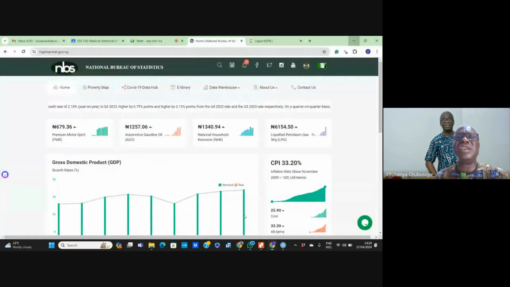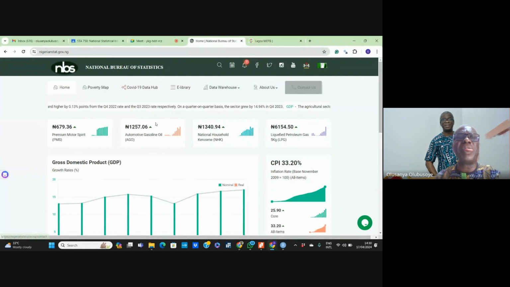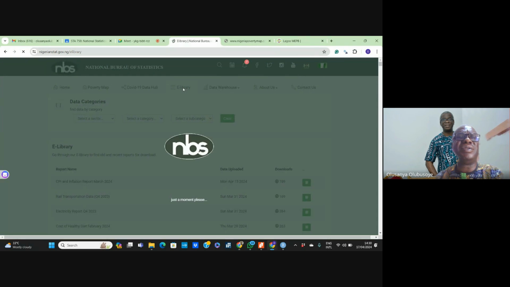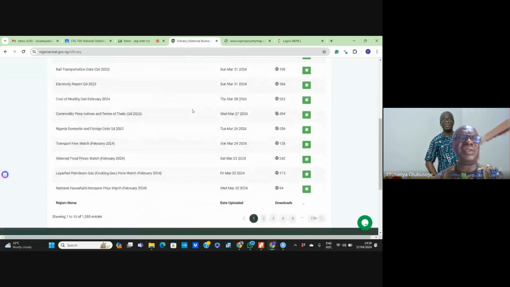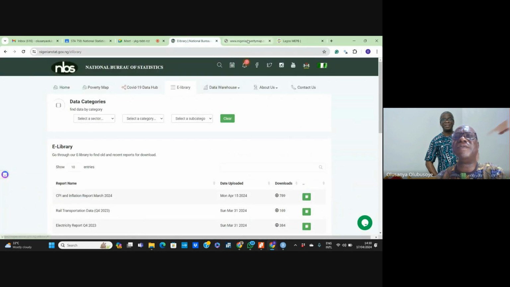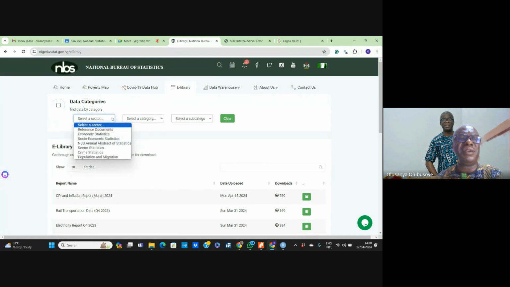And in the case of Nigeria, they do a lot of surveys, and you can check the various surveys they do in Nigeria. Some of the surveys, maybe households, you can check for this. Let me go to the library, so you can see. I want to look for the different surveys they conduct. Yeah, so let's look.